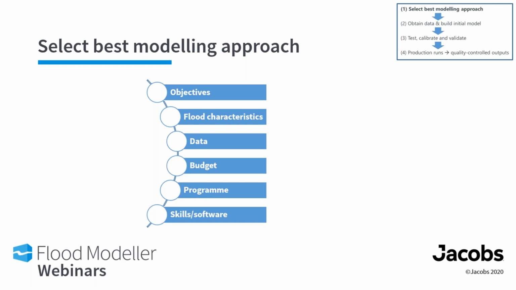You need to know how much money and how much time you've got available to do it, because you don't want to spend all of your budget on setting up a model and have no budget available to actually do the simulations. And then you need to think about who's going to be doing the work and what software, what skills they've got available. And thinking across all of those 6 items really helps you understand what's the best approach.